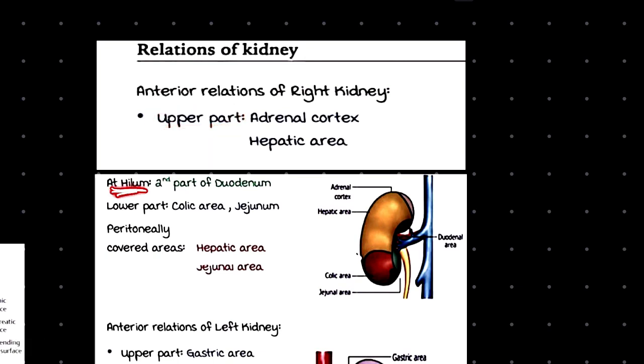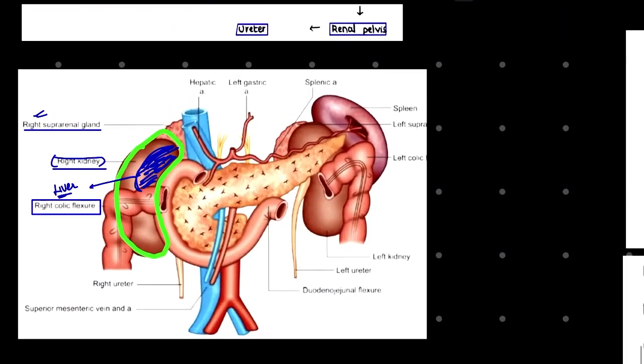Now talking about the hilum, in this region we'll find the second part of duodenum. Yes, we have discussed this also. Now in the lower part we'll see the colic area and jejunum. Peritoneally, talking about the covering, the area that it covers is the hepatic area and jejunal area.